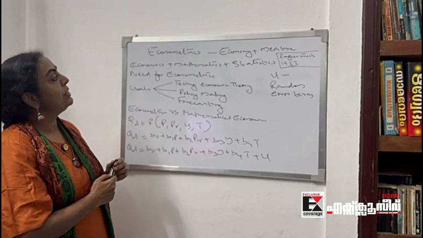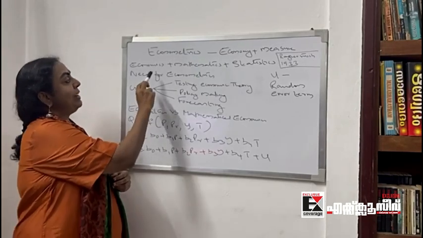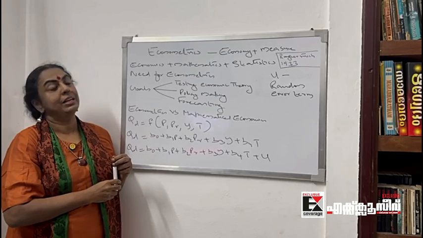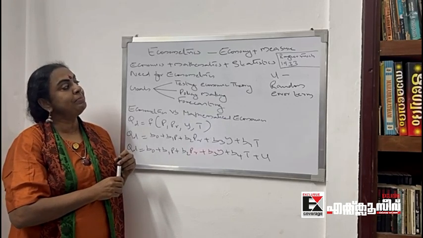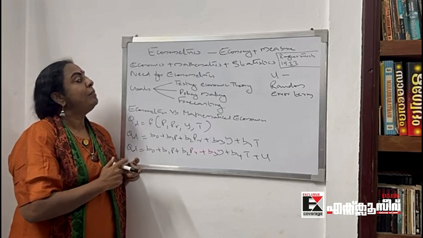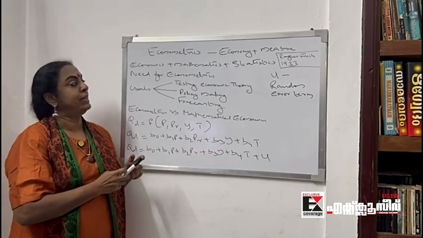So in econometrics, you actually use three branches of study: economics, mathematics and statistics. You use the theories of economics, mathematics and statistics for formulation of econometric models.